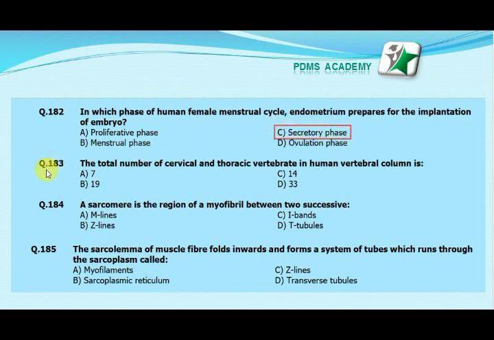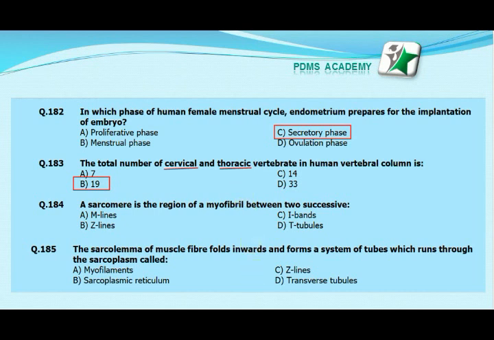Our next MCQ is: total number of cervical and thoracic vertebrae in human vertebral column is. Option A, 7. Option B, 19. Option C, 14. Option D, 33. Our correct answer is B, 19. Now understand how they are 19 in number. Cervical vertebrae are 7 in number, while thoracic vertebrae are 12 in number.